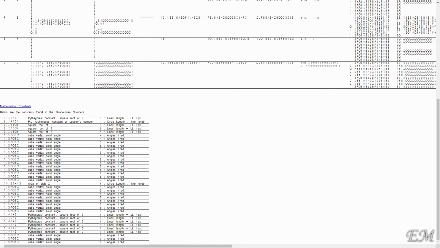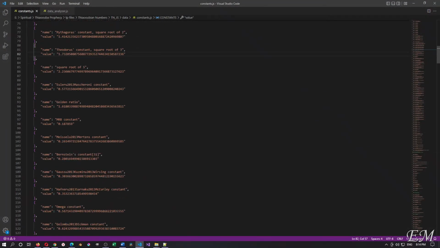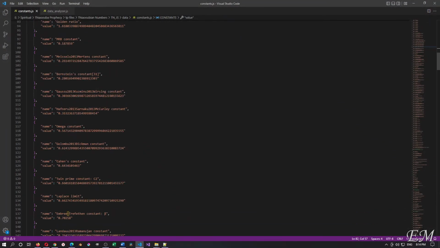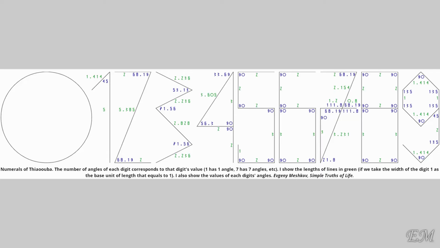To ease my work, I made a function in JavaScript that compares the results of the ratios between the different parameters of the Thiaoubans numbers with the known constants. But only the values that I already knew were found, as well as the following.